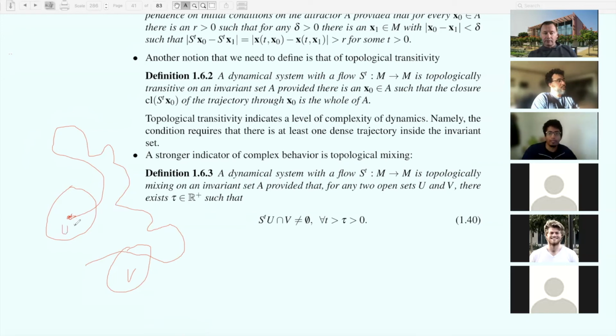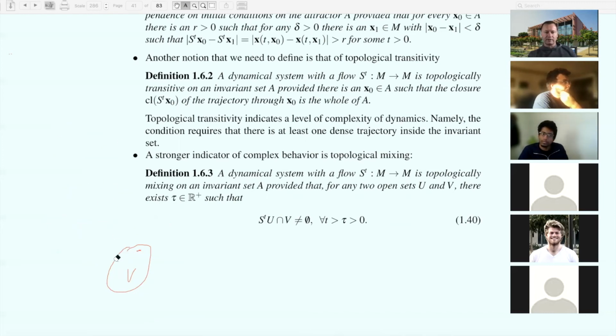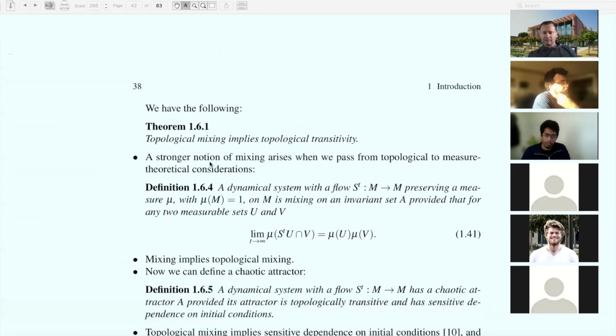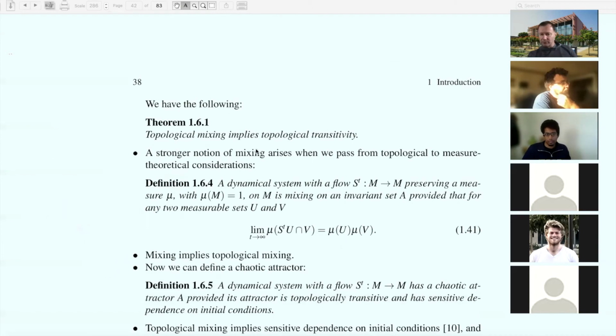But for mixing, at any time t bigger than tau, there is going to be a trajectory that starts in U and is at that moment t in V. You see the point of difference? So it's not just that, okay, I can get from one place to another. Some trajectory from U is always going to be over here at those later times. So mixing is a much more demanding requirement. All right. So topological mixing implies topological transitivity.